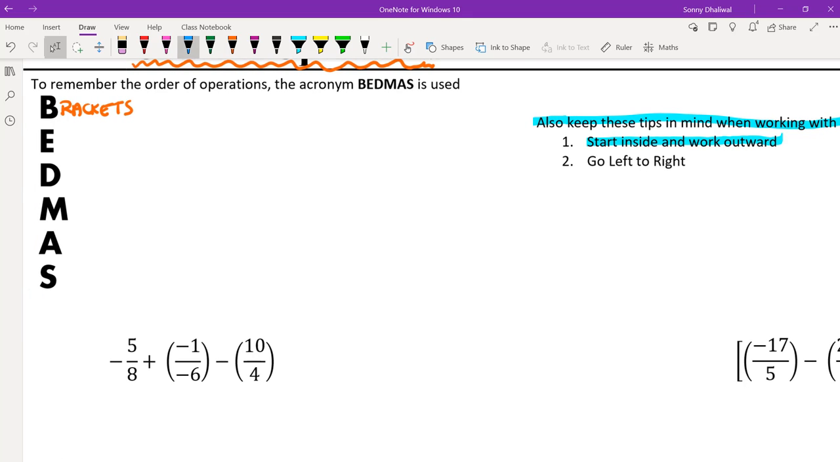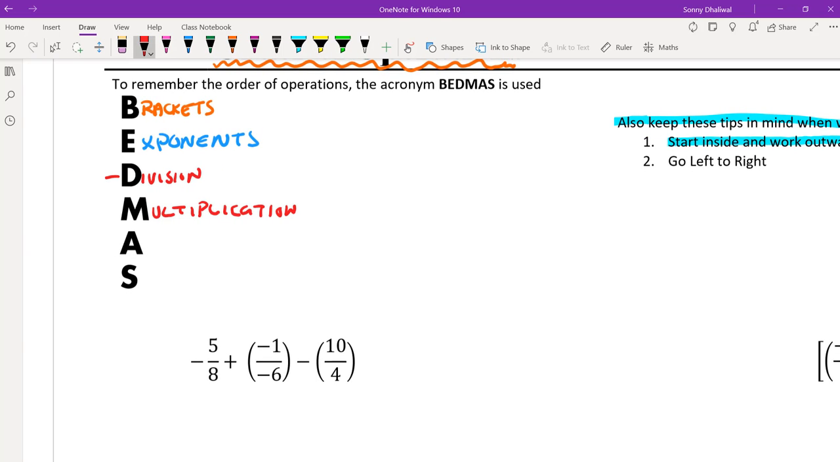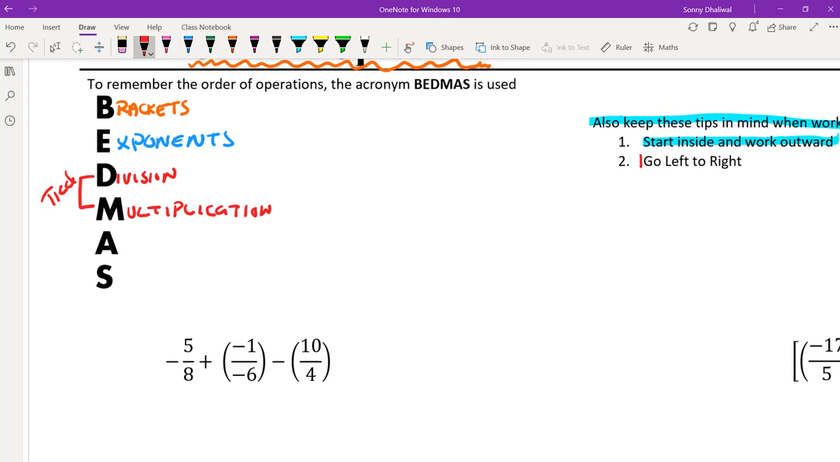All right. Now that you're in grade 9, you know what an E stands for. What does E stand for? Exponents. That is the second tier. So you do brackets and you do exponents. D for division and M for multiplication. And division does not come before multiplication. This helps the acronym, but these are tied steps. When things are tied, you read them from left to right. Whatever comes first, left to right. Okay?